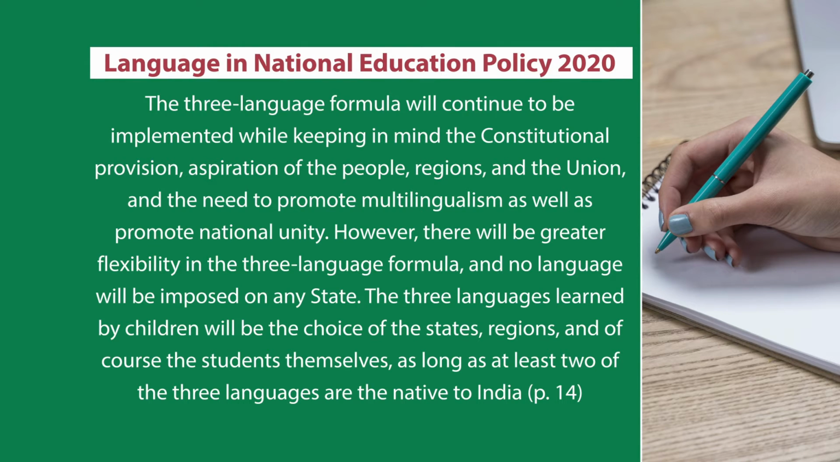But it puts a kind of binding. Of the 3 languages children learn, 2 have to be Indian languages. That means we can assume that the third language is English, or maybe English. So, in that case, of the 2 languages, one of them has to be the mother tongue. This is still not happening.